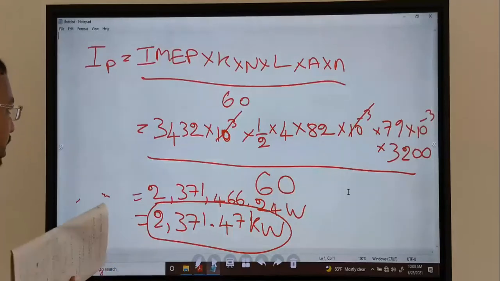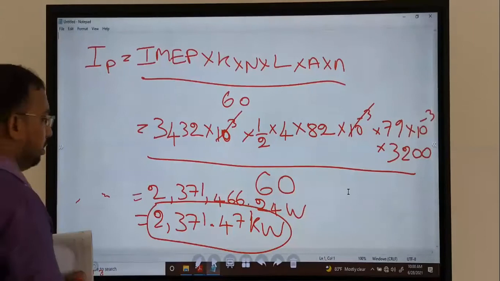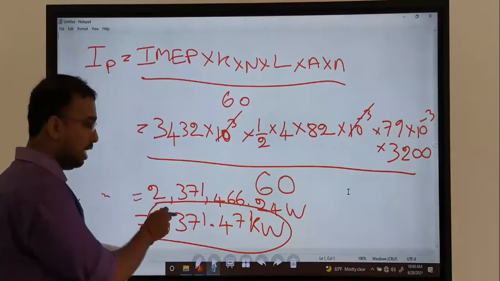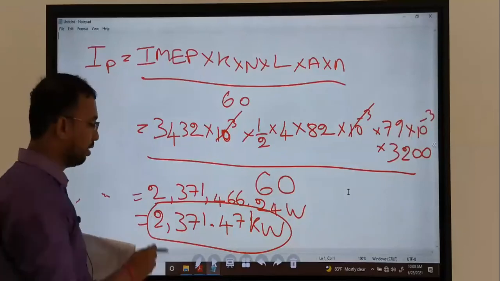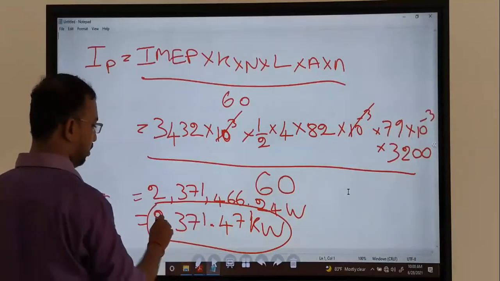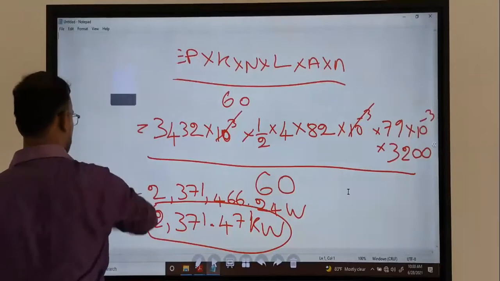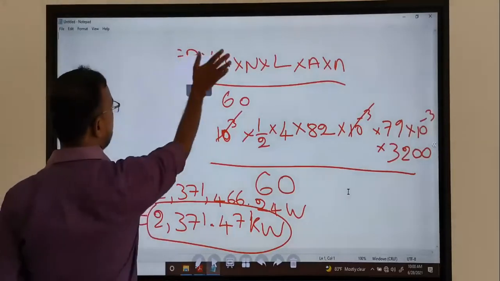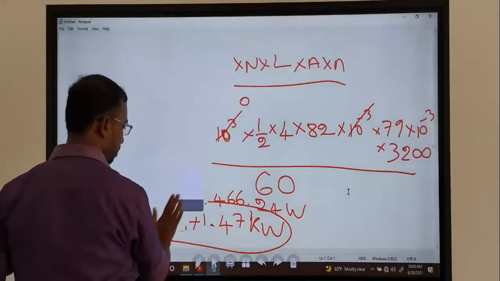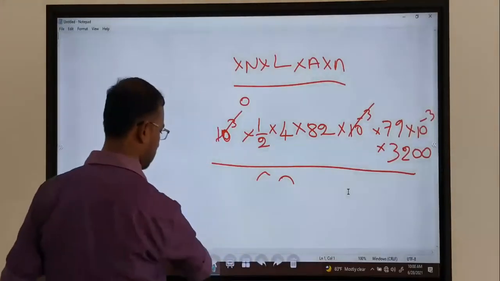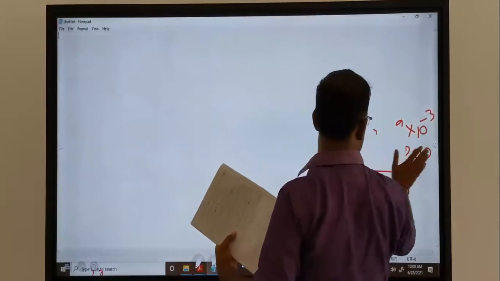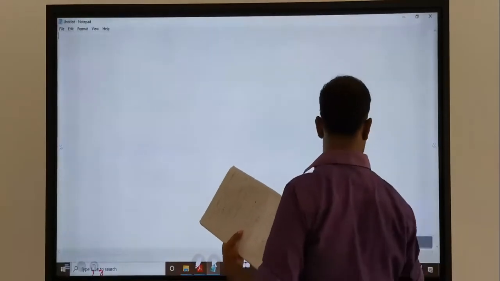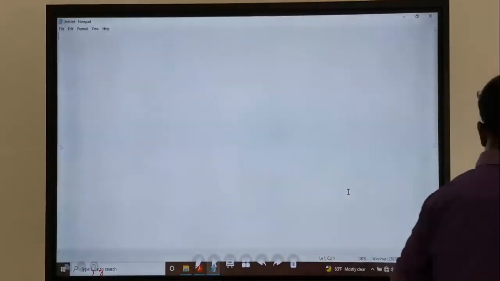So this is the indicated power. Remember this value, because we have to use it in our next question. This is the indicated power. So, what was the next question?